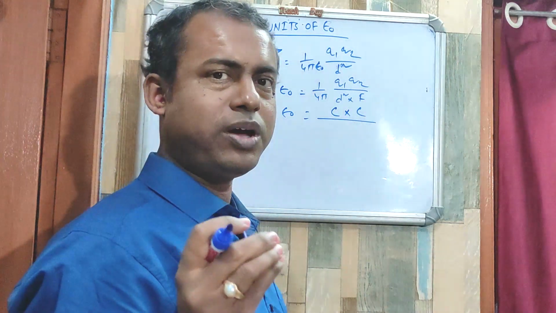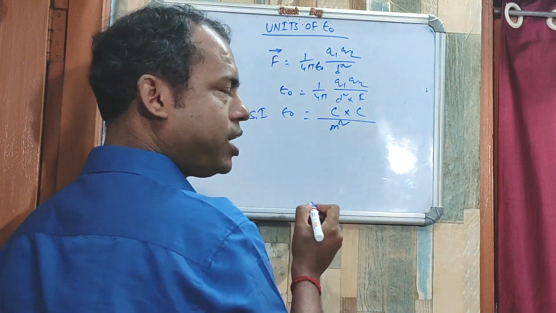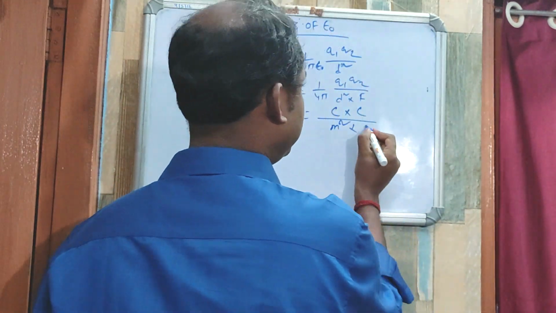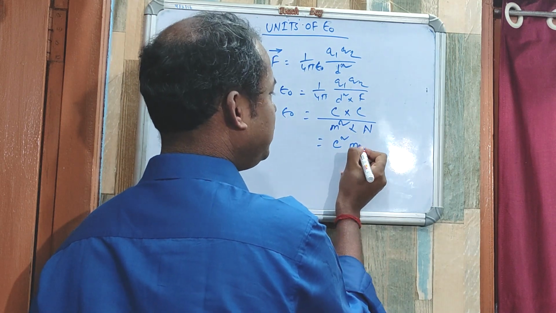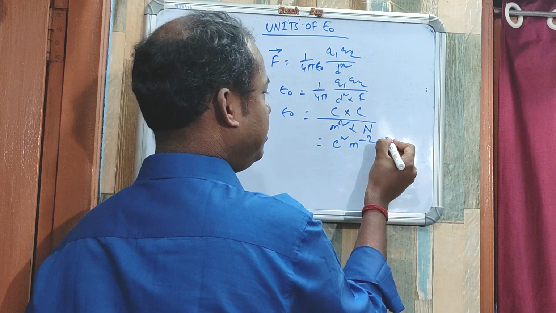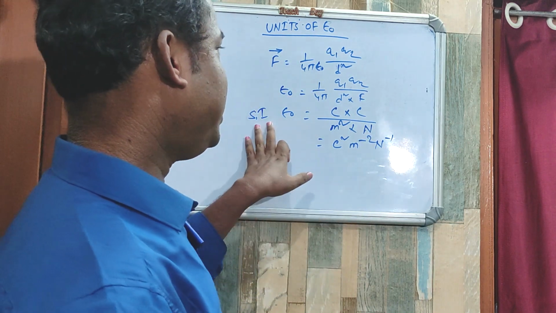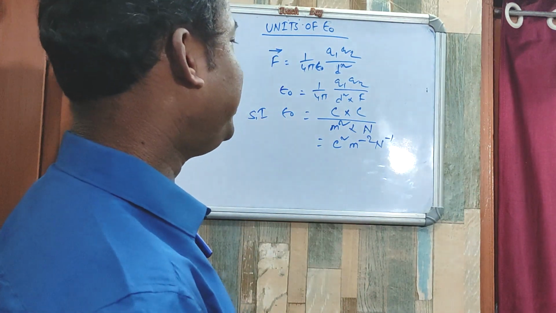D square, where d is the distance, is written as meter square. And the other one is the force. The SI unit of force is Newton. So we write coulomb square meter to the power minus 2 and N to the power minus 1. This is the SI unit of epsilon naught. Clear? Now we come to the dimension.